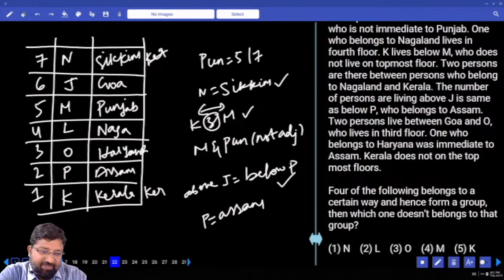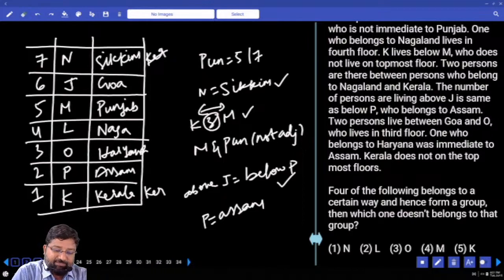4 out of the following 5 are alike. Obviously, when you're talking about different floors, it will be either on the odd number of floors or even number of floors. N అనేవాడు ఏ ఫ్లోర్లో ఉన్నాడమ్మా? 7. L వచ్చేసి 4, O వచ్చేసి 3, M వచ్చి 5, K వచ్చి 1. What should be my answer? L. All others are living in odd, whereas L is living in even.